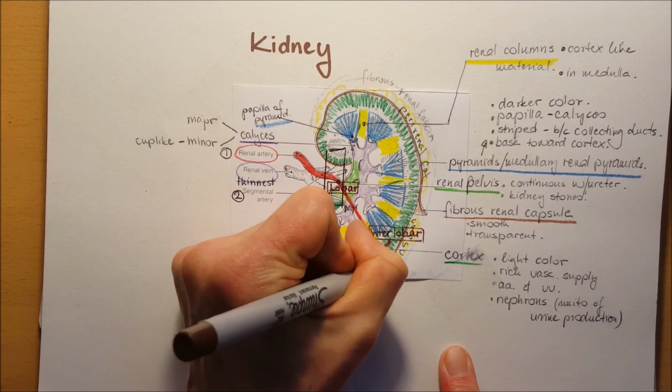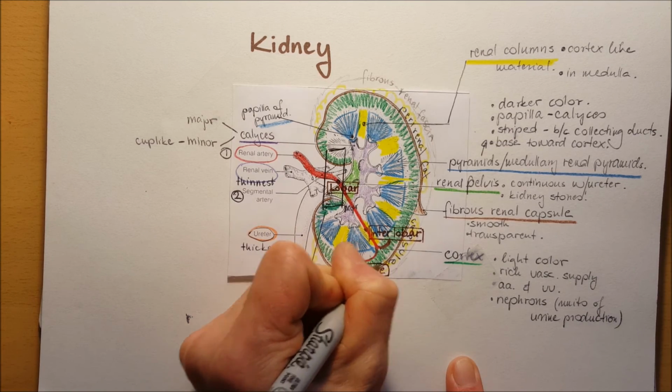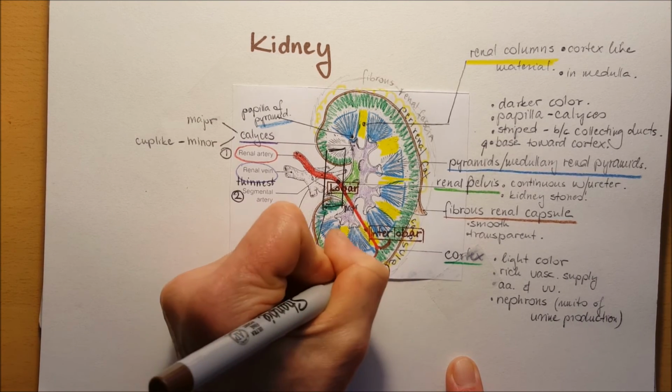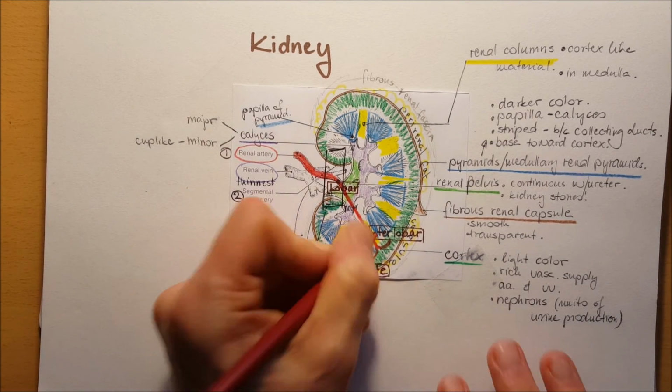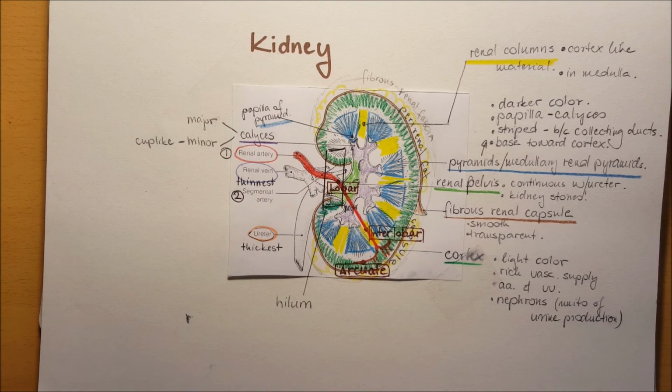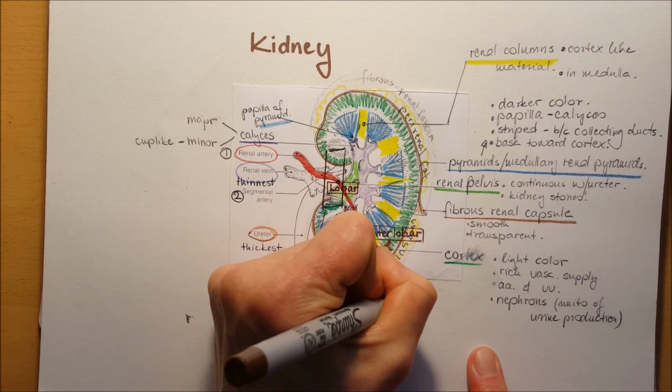The arcuate arteries are going to give rise to interlobular arteries into the cortex region.